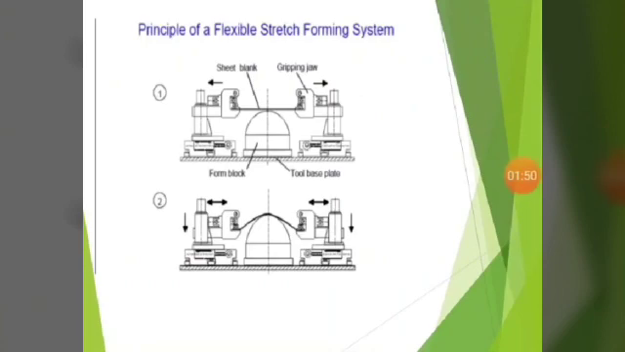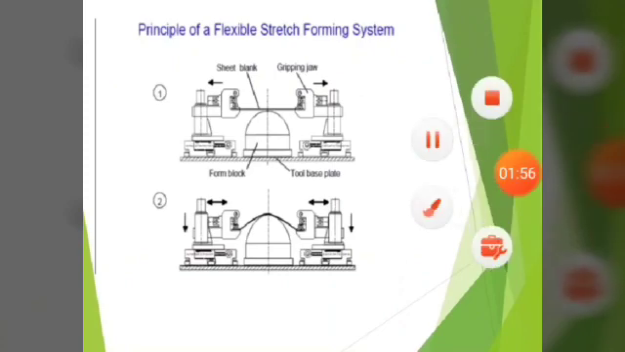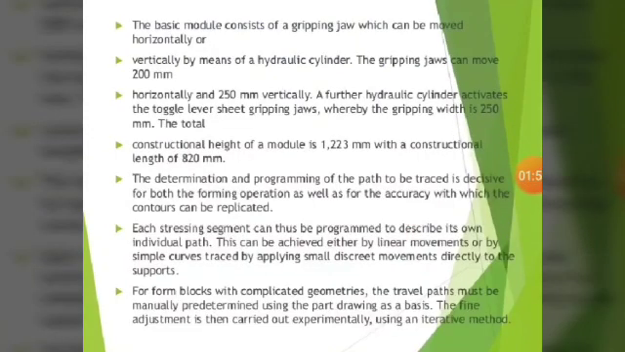This you see right here is the diagrammatical representation of the principle of a flexible stretch forming system. The basic module consists of a gripping jaw which can be moved horizontally or vertically by means of a hydraulic cylinder. The gripping jaws can move 200 mm horizontally and 250 mm vertically.